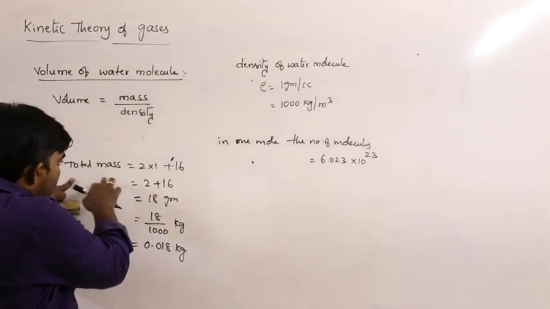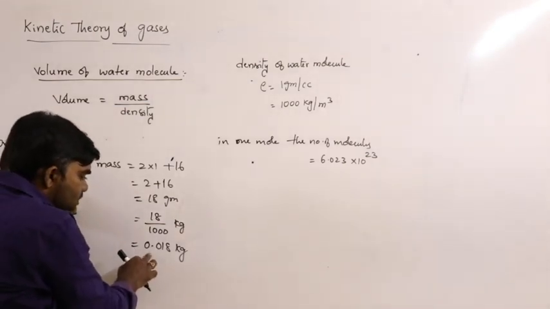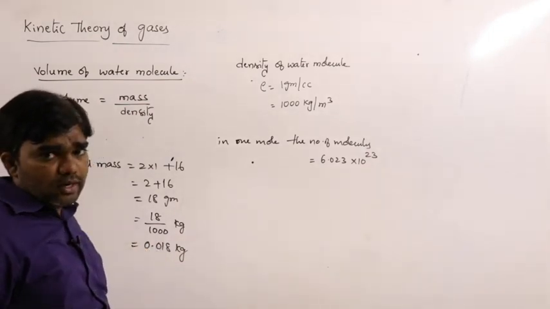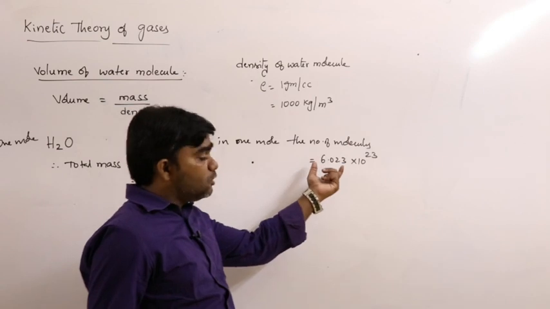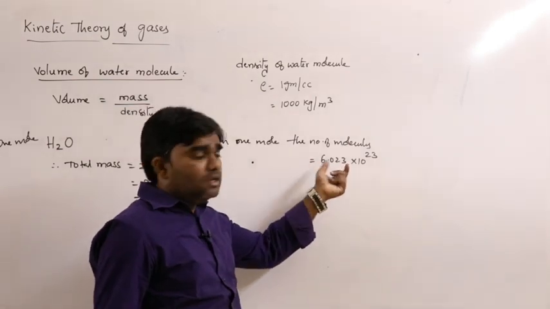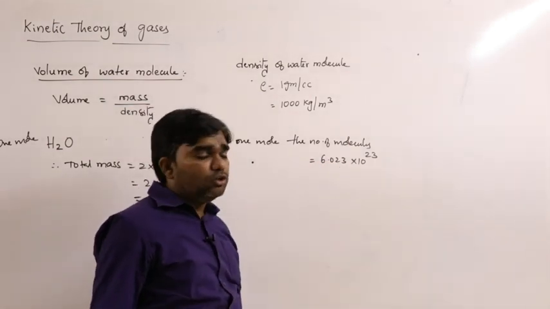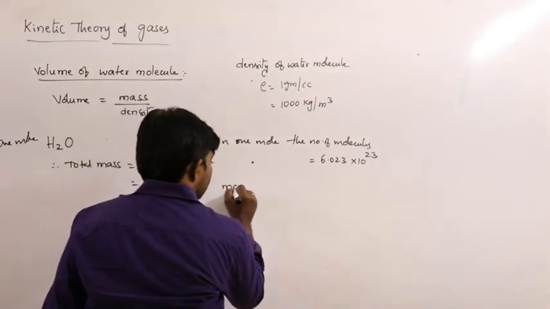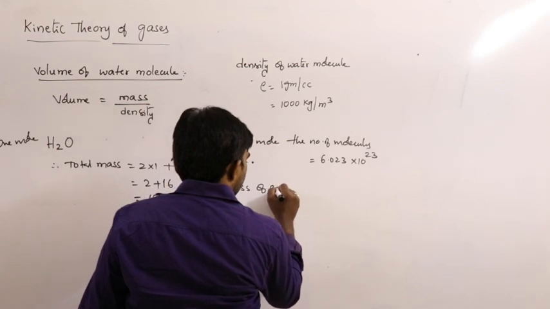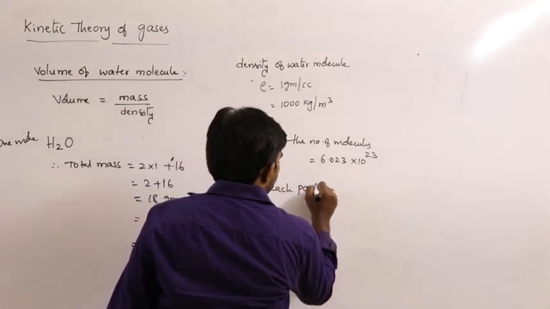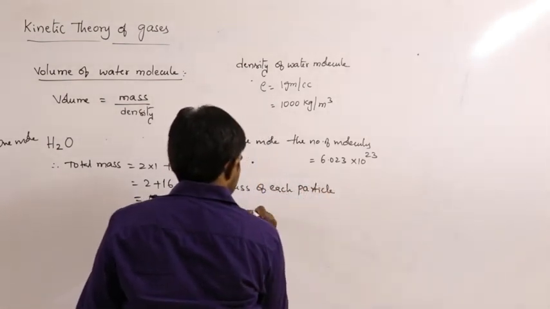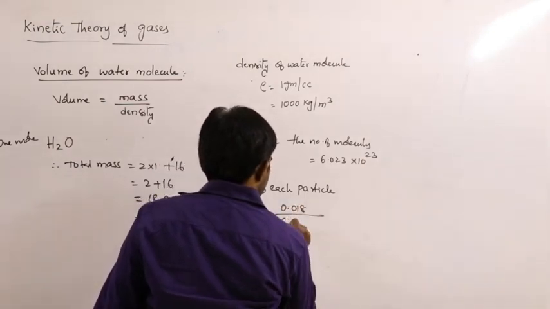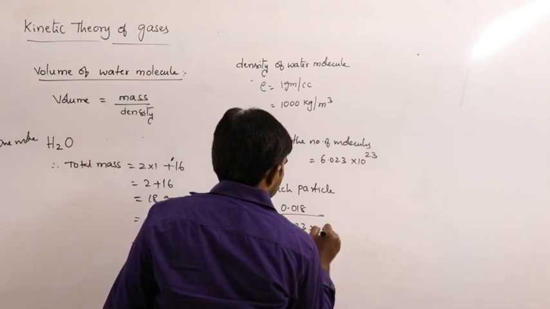So 1 mole of the water molecule contains how much amount of mass? 0.018 kg. How many number of molecules exist in 1 mole of the mixture? So 6.023 into 10 to the power of 23, Avogadro number. So mass of each particle now. What is the mass of each particle? Mass of each particle is equals to 0.018 divided by 6.023 into 10 to the power of 23.